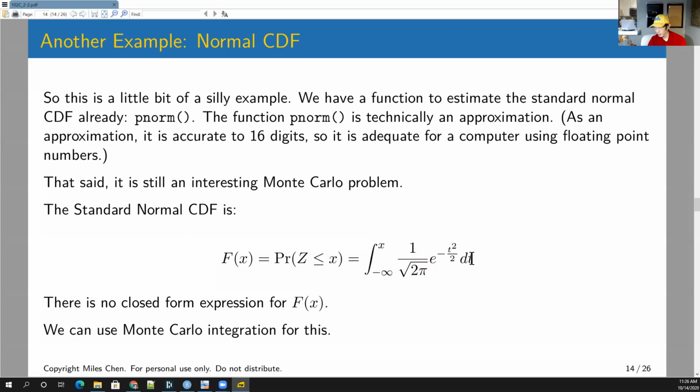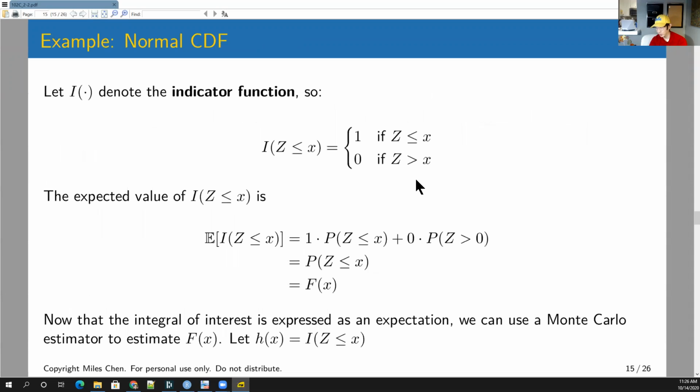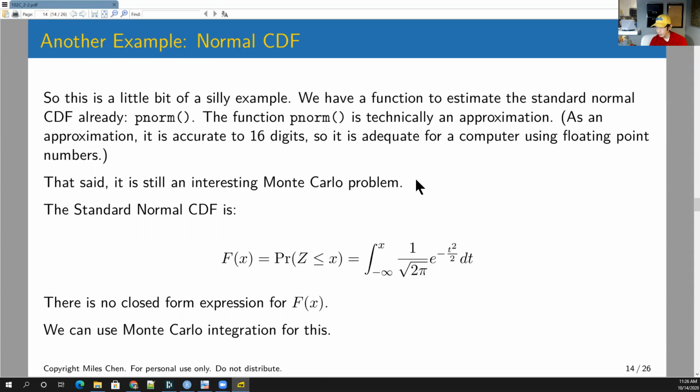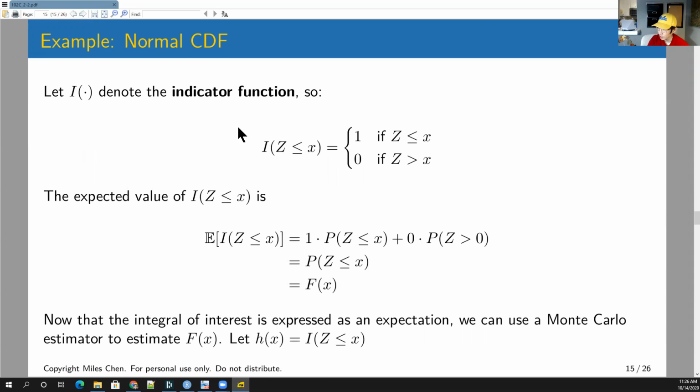So that's the definition. And this integral has no closed form expression. Okay, so there's no closed form expression for this, and so we can approximate this using Monte Carlo integration. Okay, p norm is just an approximation, but we can do this. All right, so what we're going to do is use the indicator function. The indicator function is basically ones and zeros.